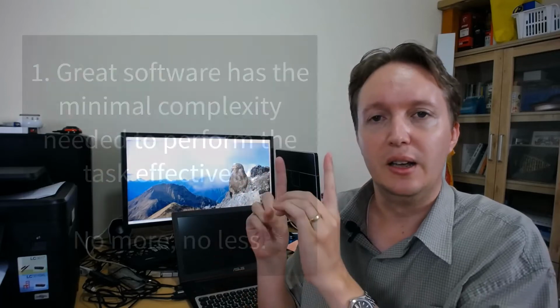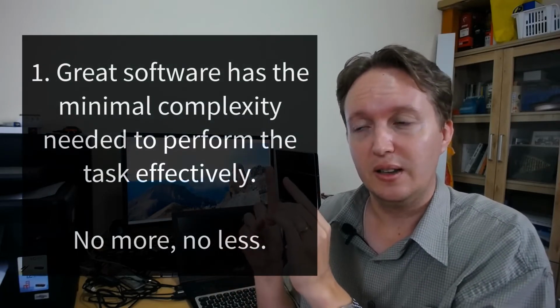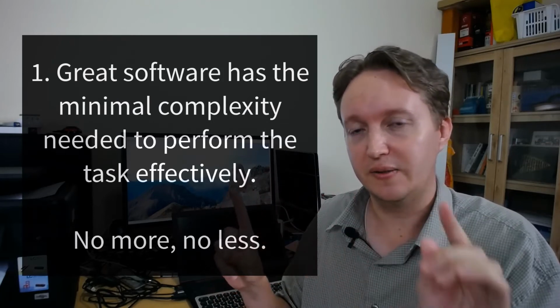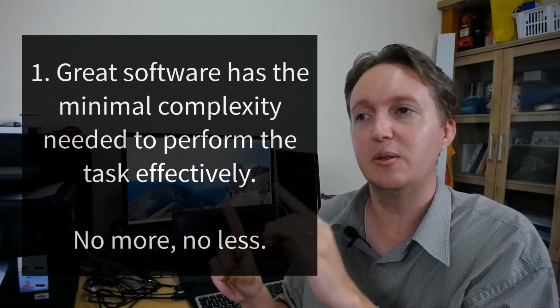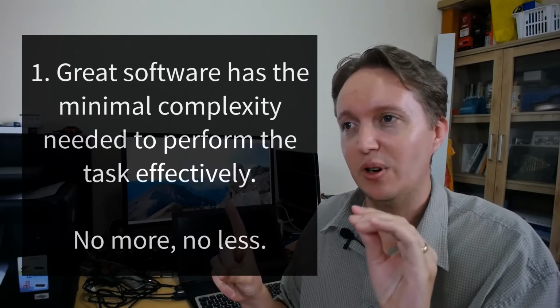So first, when you're writing software, when you're designing the architecture of the software, keep simplicity in mind. Well-written, good software should be the minimum complexity required to do the task effectively. I'll say that again. The minimum complexity required to do the task effectively. So don't make it any more complicated.